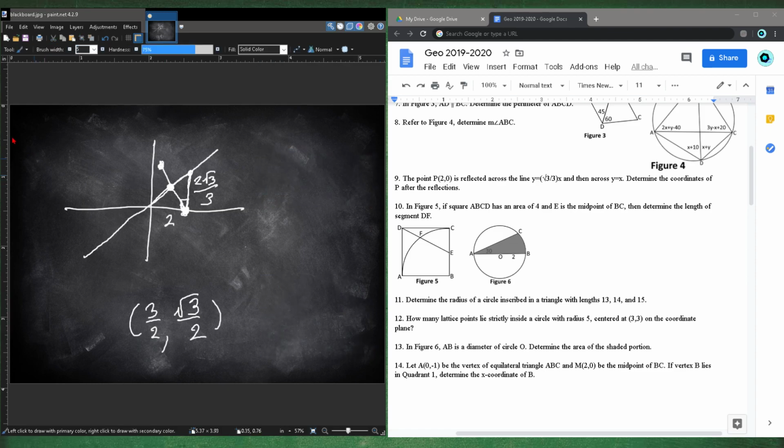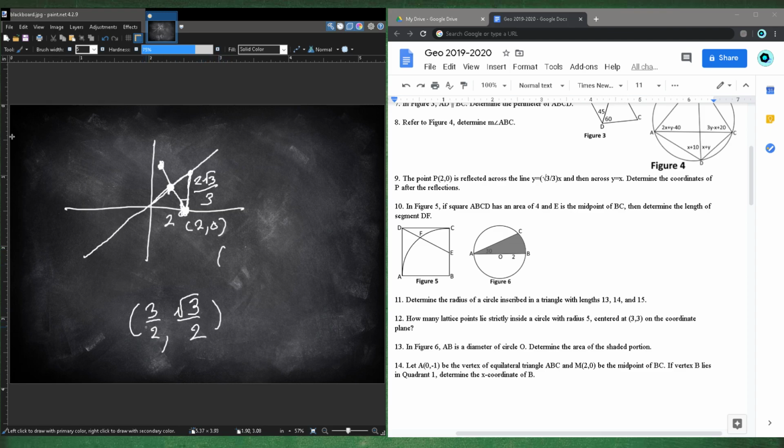Okay, so remember this point was 2 comma 0. So if we had to go this way and then go up, and then we had to go back that way and then go up, what would that point be? Well, when we had to get from this point to this point, we had to minus a half and then increase the y by square root 3 over 2.